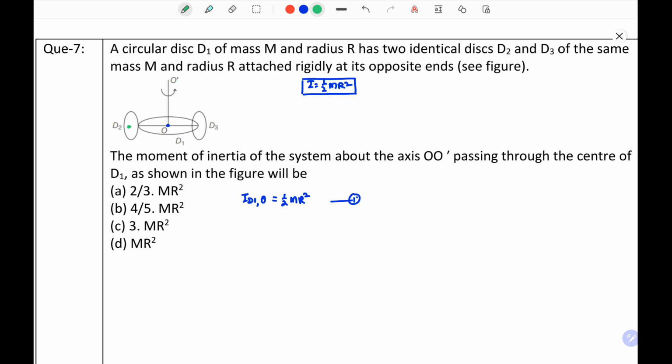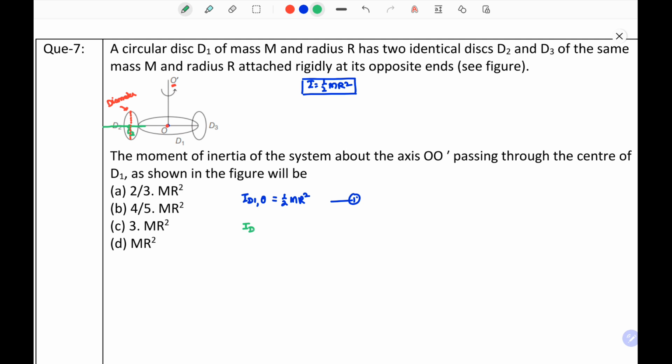For disk D2, if we consider the center, then the axis of rotation will be through, say, O2, and we then take the perpendicular axis to find the moment of inertia about the diameter. After calculating the moment of inertia about the diameter, we will use the parallel axis theorem to calculate the moment of inertia of the disk D2 about the axis OO dash.